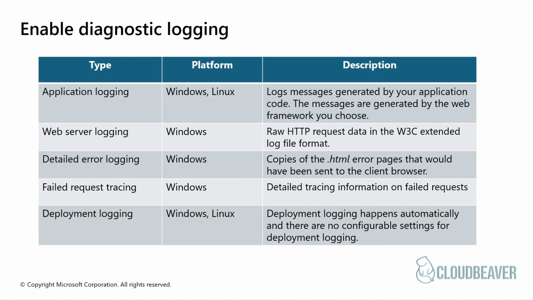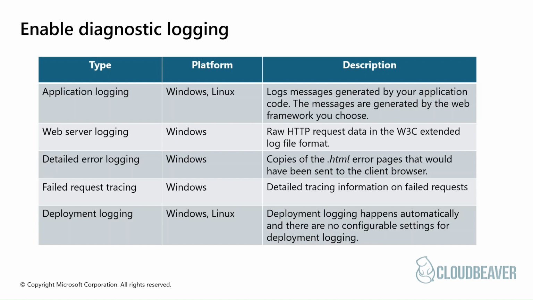If you want web server logging for Windows, you can track the HTTP request data based on the W3C log file format, and that's something you can enable. If you want a detailed error log for Windows, in the HTML error pages you can also find it from the client-based exception, and that's something you can find in the log folders of your root. If you want to track failed requests in Windows, you can do a tracing of the failed request, and this can be done using your logs.